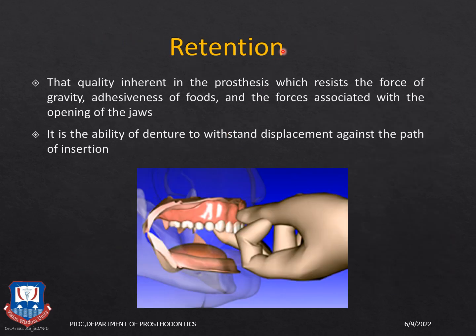Coming to the second objective, which is retention. You do not take impressions in complete dentures or removable partial dentures; you make impressions, with the primary objective to get a prosthesis which is retentive. So, what is retention? Retention is a quality inherent in any type of prosthesis which resists the forces of gravity in a vertical direction, such as when a patient may be chewing sticky foods or chewing gum, or the forces associated with excessively wide opening of the jaws or the oral musculature. The denture should resist displacement in a vertical direction, that is, towards gravity. So this is basically what retention is.